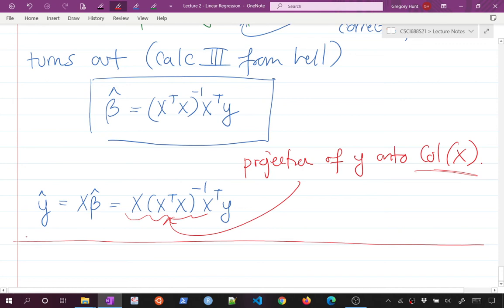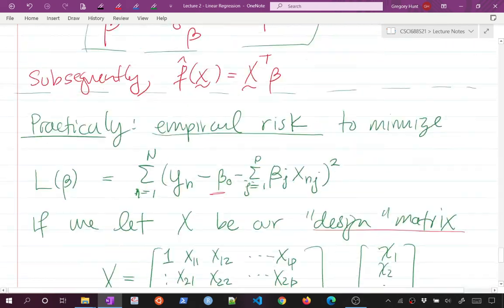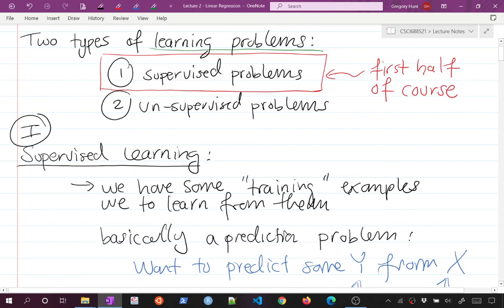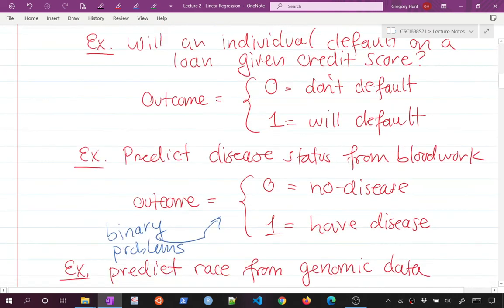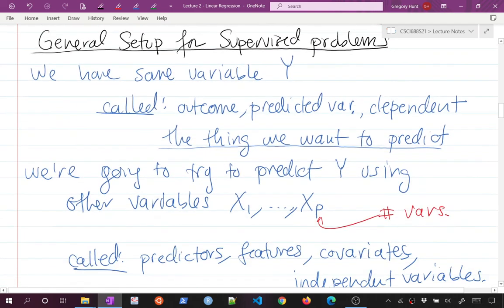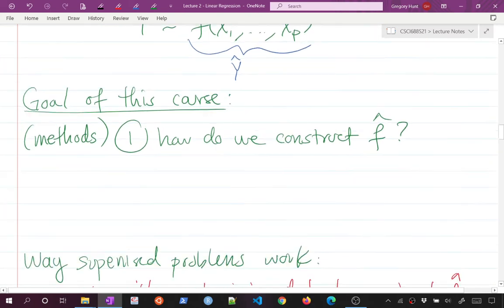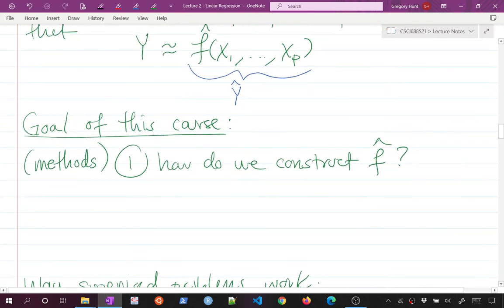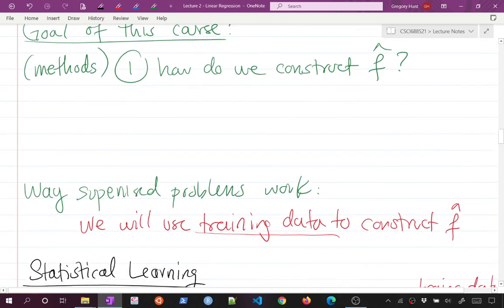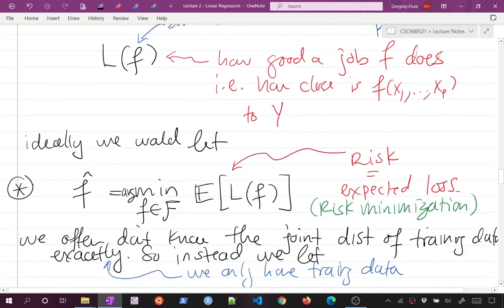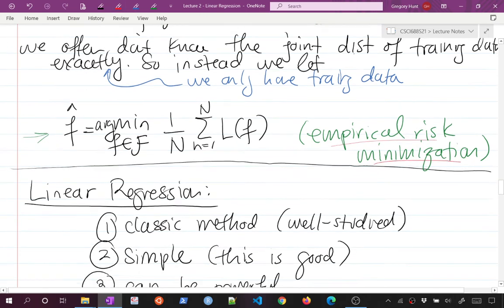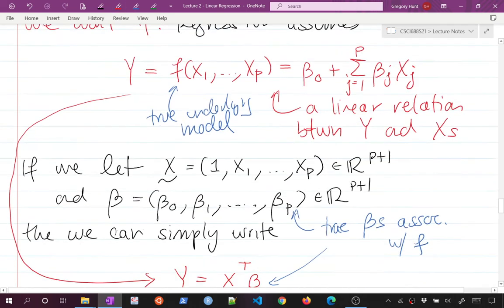So let's just summarize real quick here. In this lecture what we did is we talked about the learning problem, supervised and unsupervised. And then we talked about a general setup for statistical learning, and kind of our empirical risk minimization. And our first example is linear regression.